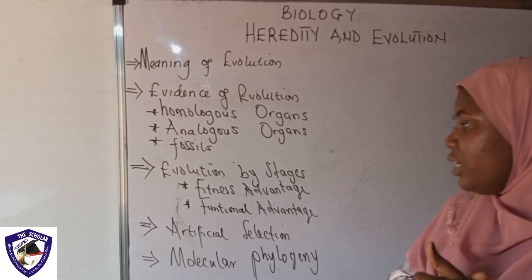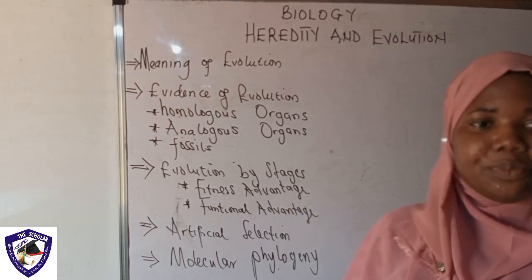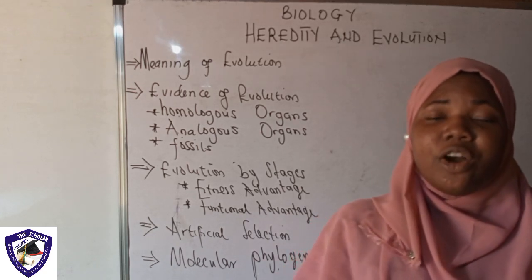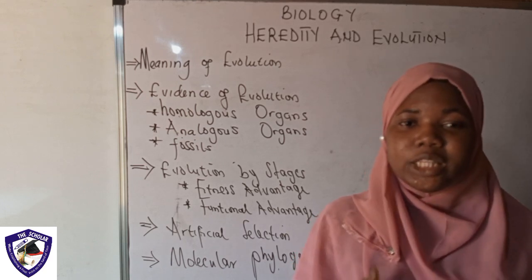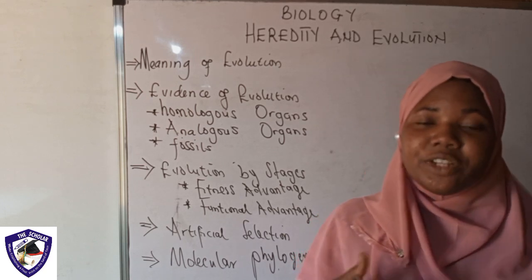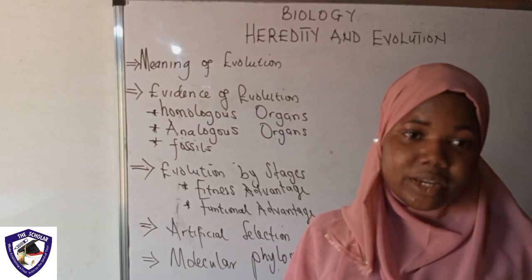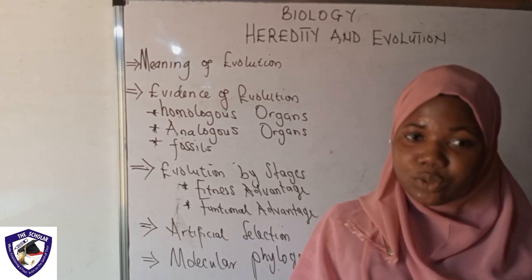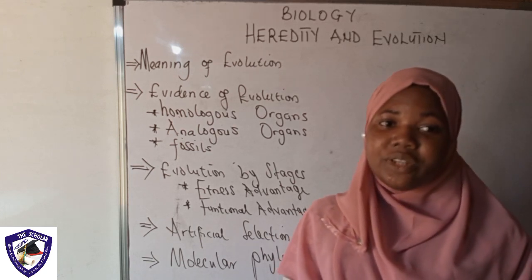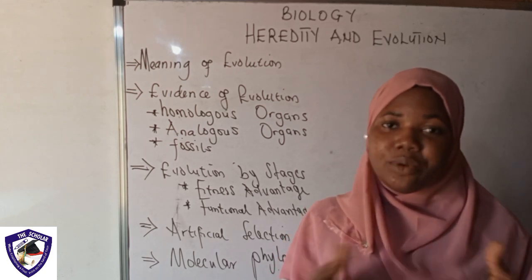Now, moving forward, we'll be looking at evidence by stages. The first one is fitness advantage. For fitness advantage, evolution of a complex organ is not a sudden occurrence. It takes place bit by bit over generations and is due to minor changes such as in DNA. An example is the evolution of eyes: flatworms have rudimentary eyes, insects have compound eyes, while man has binocular eyes.